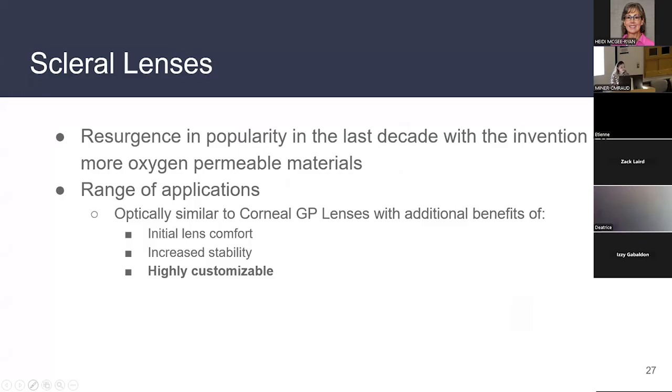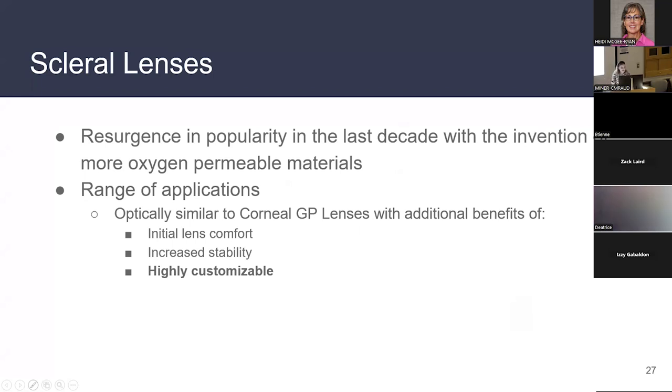There are a range of applications for these, and they're very similar to the applications of a corneal gas permeable lens with a few additional benefits. So you get the same optics as a corneal gas permeable lens. So that's great. Best vision you could possibly get, better than a soft lens, better than glasses. And you also get much better initial comfort because, like I mentioned, we're not landing on the cornea, we're landing beyond that. So you shouldn't have that same sensation when you're blinking.